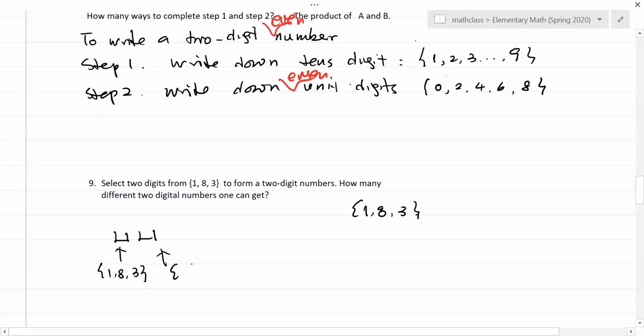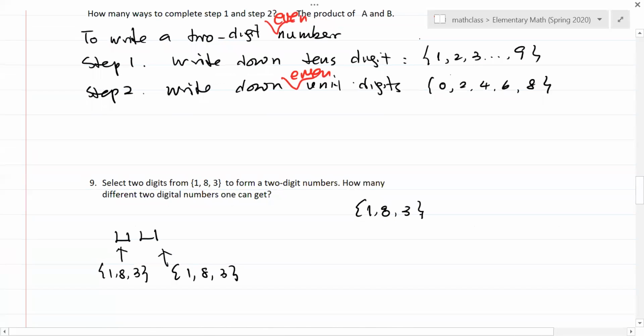Second step, how many choices for the units digit? Still 1, 8, 3. It's not like an object: once you use it, it's gone. The digits you can use over again. So in total, you have 3 times 3. There'll be 9 different 2-digit numbers here. So the answer is 3 times 3, which is 9.